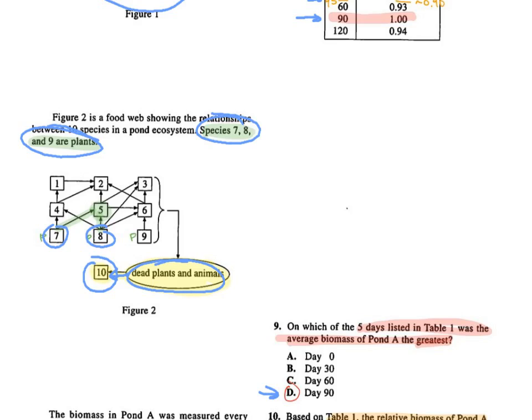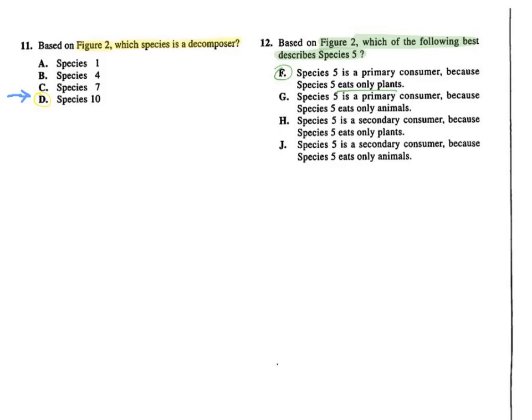So because species number 5 is eating only plants and is one step above the plants, it would be a primary consumer because it eats only plants. So number 12 was F.